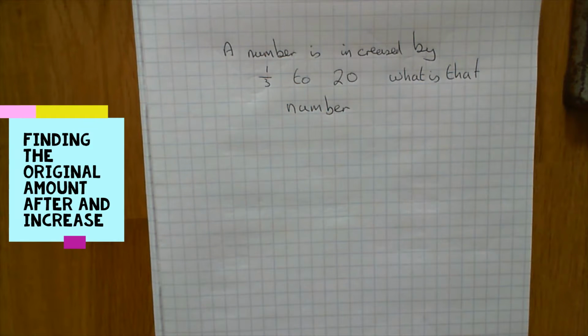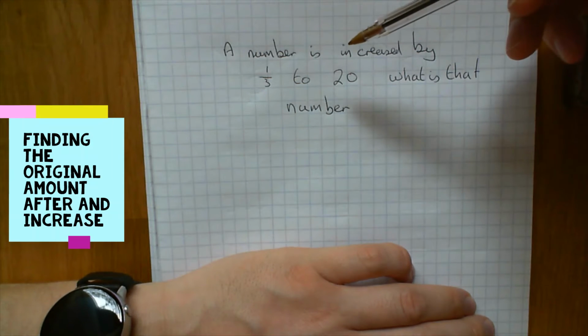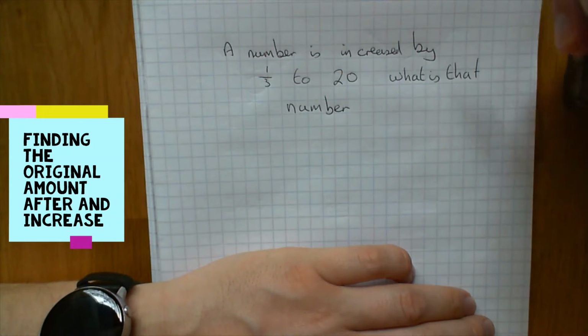Okay guys, a number of people have asked me about this type of question. There's just a little bit of a trick to it if you think about it. So, a number is increased by 1/3 to 20. What is that number? Okay, so the trick is to think what fraction you actually have.